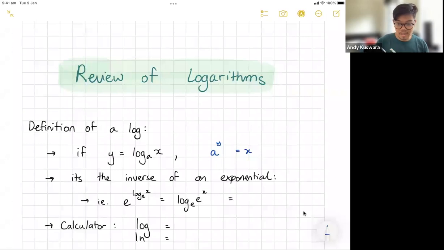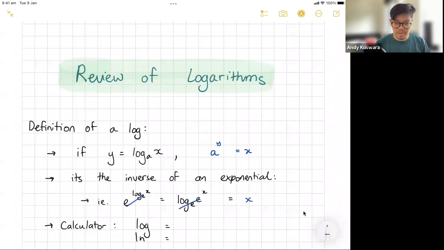So speaking of exponentials, it's the inverse of an exponential. So that means if you put them together, they end up canceling each other out. Very similar to plus and minus, times and divide, they cancel each other out. So if we have e to the log_e x, the e to the and the log e will cancel out, and we're just left with x. So they're inverses of each other.